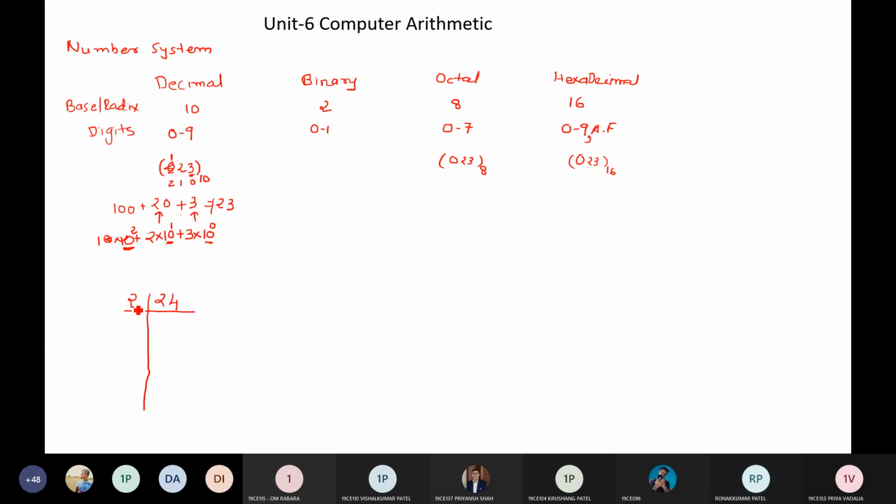Here 32, you need to divide with 32. Okay, so this way you can generalize.